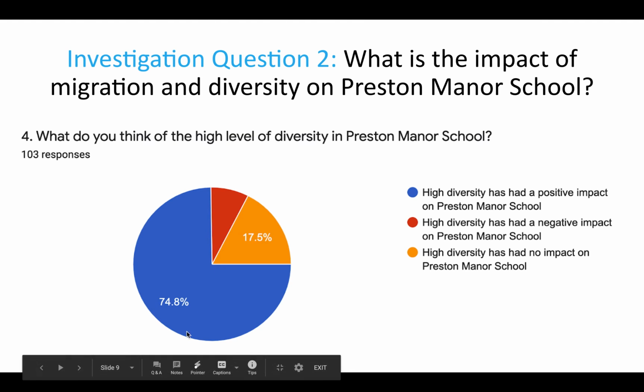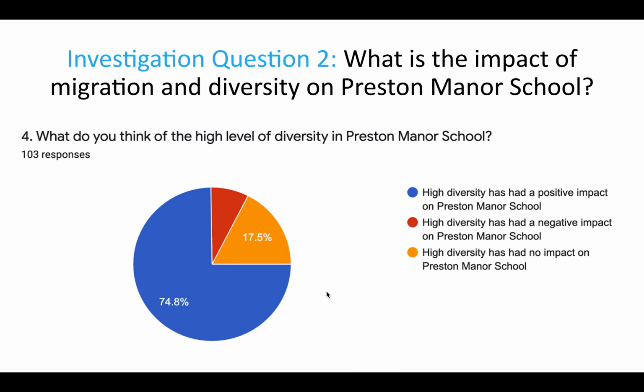in your conclusion, okay? So if you had said that there was going to be a positive impact of diversity on Preston Manor in your hypothesis, you're going to say, I've proved my hypothesis correct, and here is the evidence to support that. If you maybe said that it had no impact or it had a negative impact, then you're going to write about the fact that your hypothesis appears to have been proven wrong, but not completely. Some people did say there has been a negative impact, some people did say there was no impact.